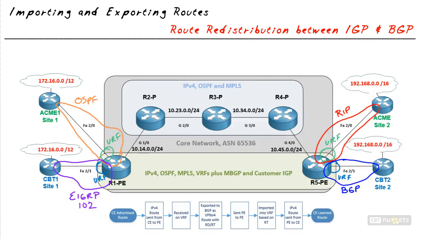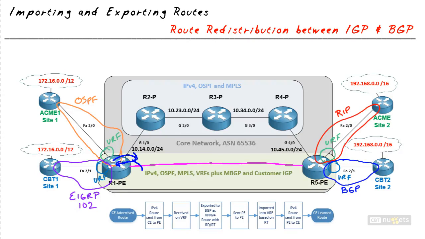Now let's apply that to our topology at hand. We've got OSPF here in the VRF between ACME and R1, and we have border gateway protocol running between R1 and R5. And we've already identified that we need to do exports of the routes out of the VRF into BGP. And we also need to do imports from BGP into the VRF.